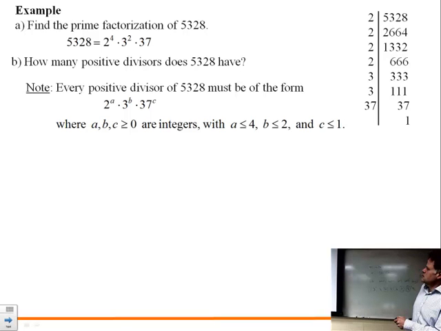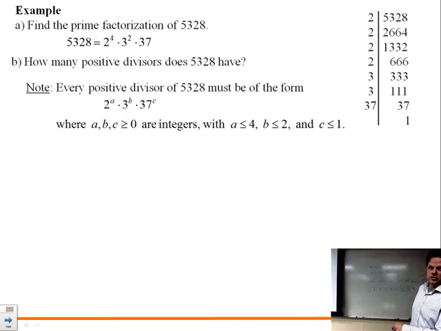So 5328 is even, so you can divide it by 2, and the quotient is 2664. That's also even, so divide by 2 again. Keep doing this until you can't divide by 2 anymore. So you get 1332, divided by 2, you get 666. Divided by 2, you get 333. This is now odd, so you can't use 2 anymore, so you go to the next prime up. You go to 3, and see if 3 works. So does 3 go into this? Yes. And the quotient is 111. Does 3 go into that? Yes. The quotient is 37.